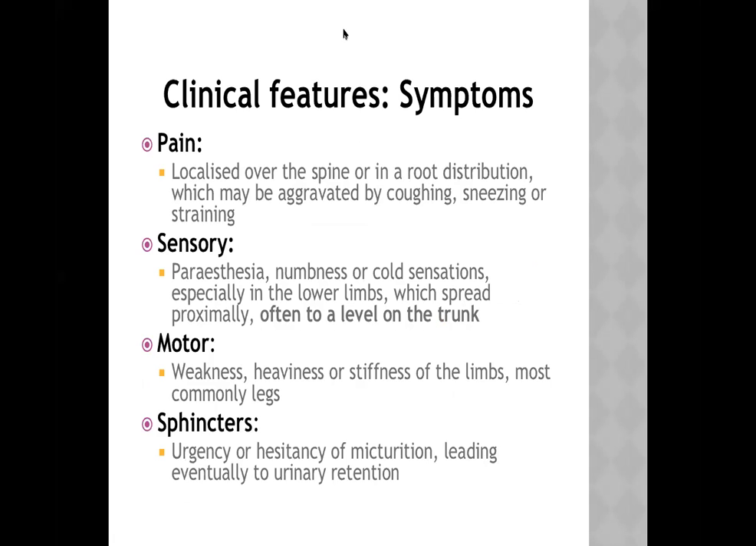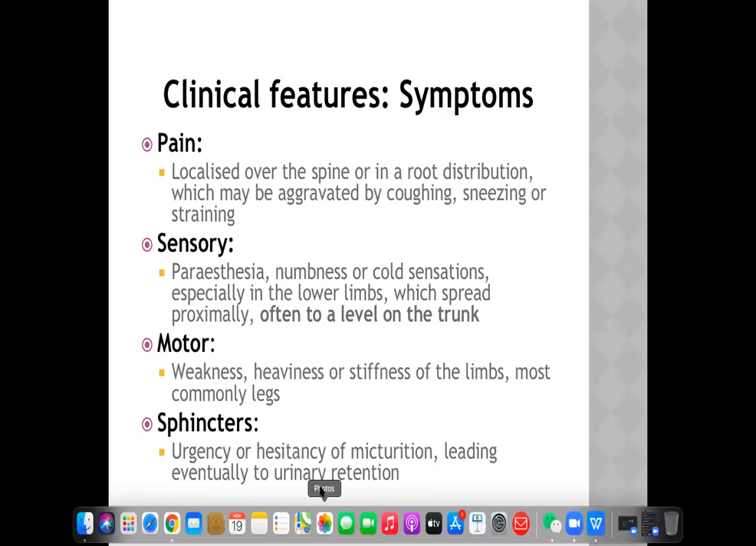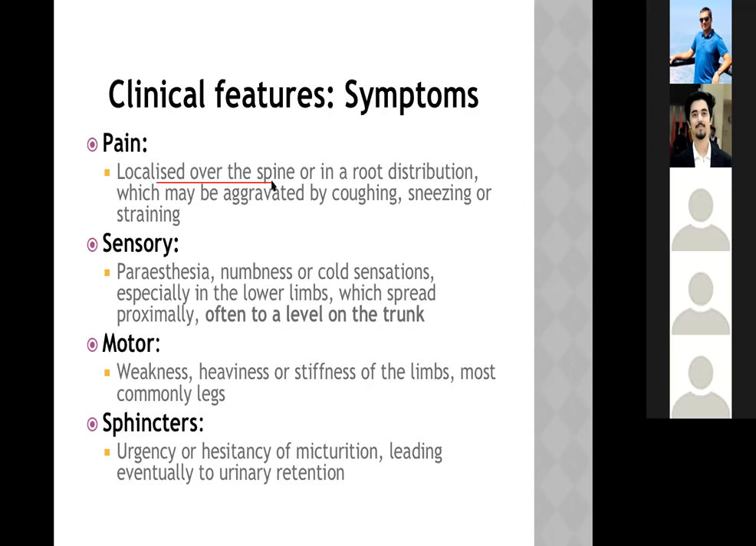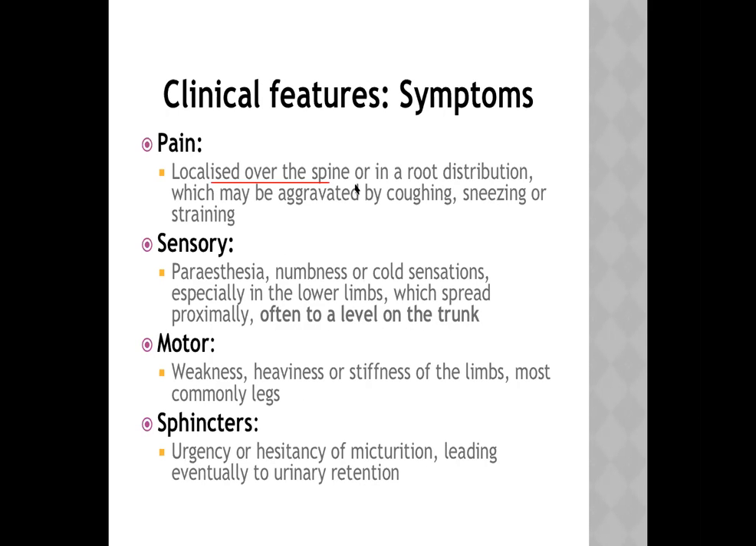Now, after this, let's talk about the symptoms and signs of spinal cord compression. So please pay attention here. Very good concept should be taken from this class. The first thing is pain, and this pain is called radicular pain. Radicular pain means it is localized over the spine or in a root distribution, which may be aggravated by coughing, sneezing, or straining.